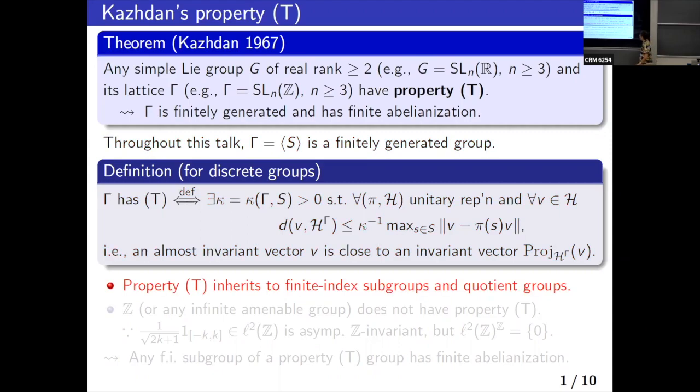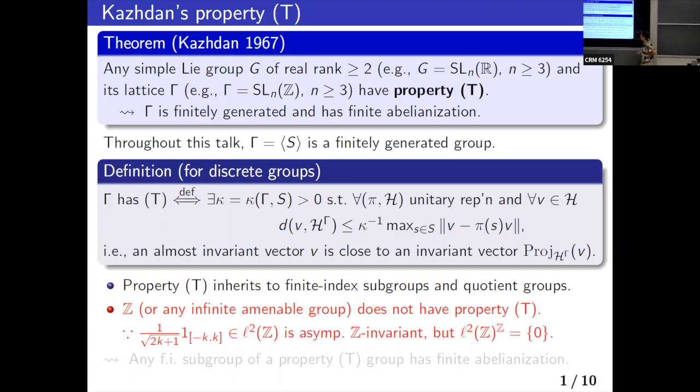It's relatively simple, but not so obvious. Anyway, property T passes to finite index subgroups, or in the case of locally compact groups, to finite covolume subgroups, and also to quotient groups. The quotient part is obvious because any representation of the quotient group is a representation of the original group. And an infinite abelian group does not have property T.